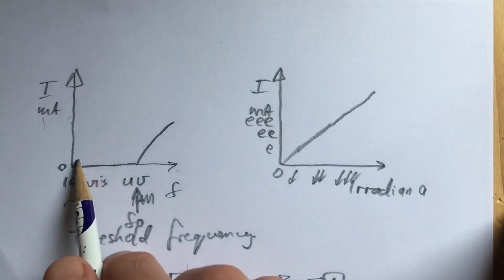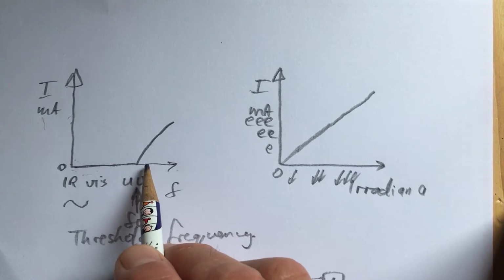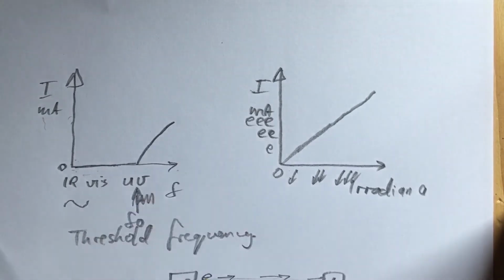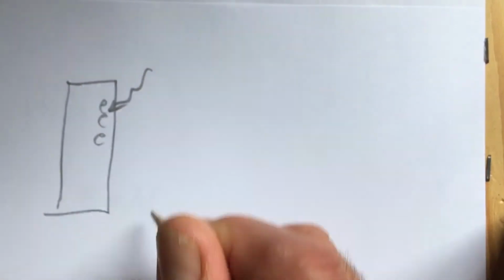So going back to this graph here, we see that assuming that the irradiance is constant, the higher the frequency, the more photocurrent you get. So how does that work? Well, think about what's going on at the surface of the cathode. Here's our electron. Here's our photons coming in here.